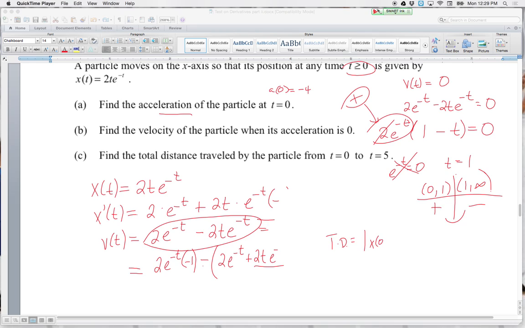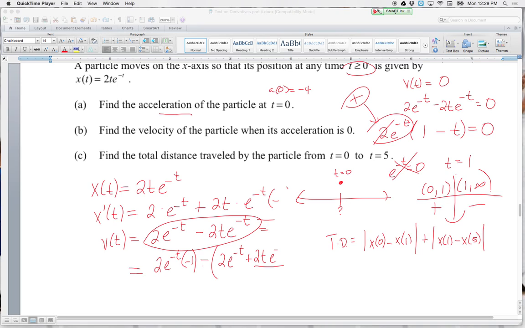So if I want to do total distance, it's going to be x(0) minus x(1), they use x instead of s, plus x(1) minus x(5). Good? Position at 0 minus the position at 1, because you got to take into account change of direction. Because remember, the particle's going this way. It's somewhere at 0 seconds. There's t equals 0. I don't know where it's at. This is in question.